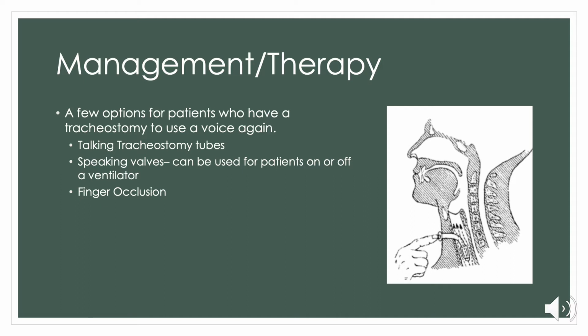If the patient is a candidate for a speaking valve and they are dependent on mechanical ventilation, the following are options for them to be able to produce voice: a talking tracheostomy tube, a cuff down technique with a speaking valve, and a cuff down technique without a speaking valve. If the patient is a candidate for a speaking valve and they do not need mechanical ventilation and they can breathe on their own, the following are their options: a talking tracheostomy tube, a cuff down technique with finger occlusion of the trach tube, and a cuff down technique with a speaking valve.